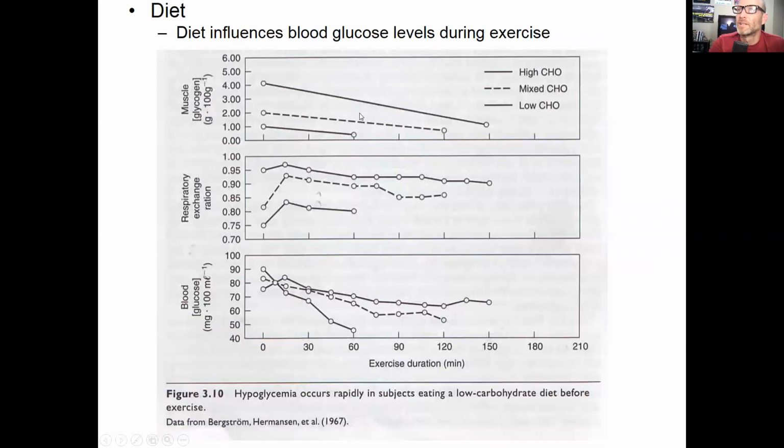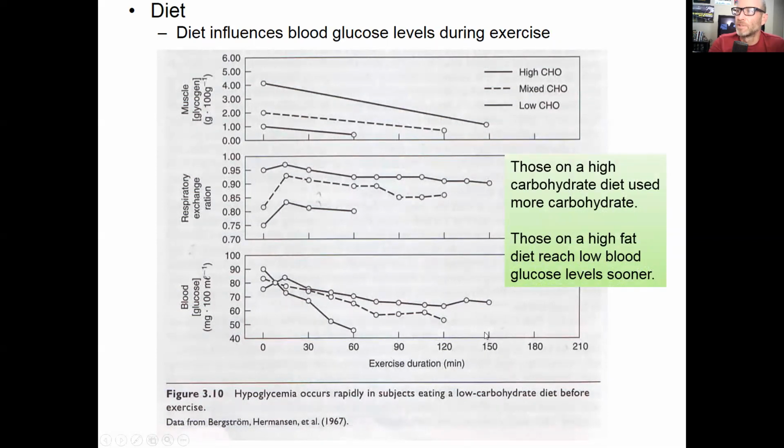All right, so diet influences blood glucose level during exercise. These are just different diets. I'm not sure why I came back to this. I've used this figure before. This is the high carbohydrate diet, the mixed and a low carb diet. The low carb diet being the one that stopped sooner, and the high carb being the one that went further.